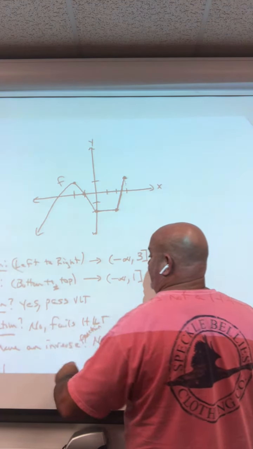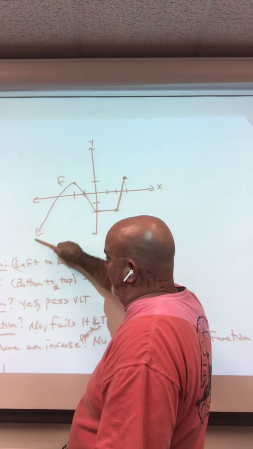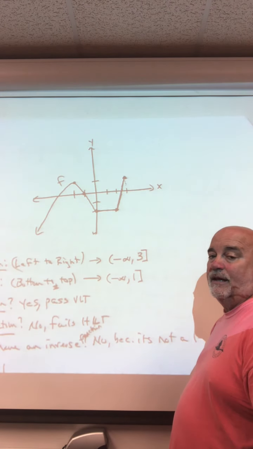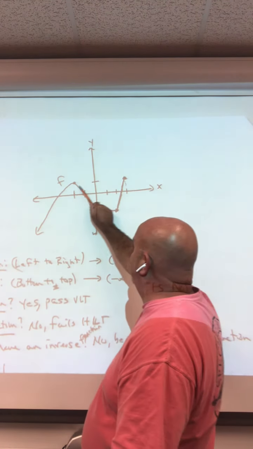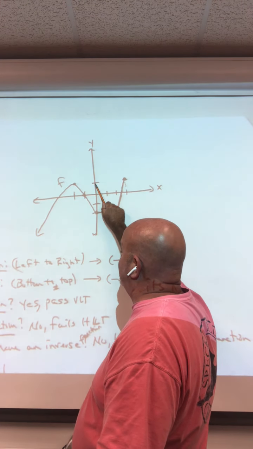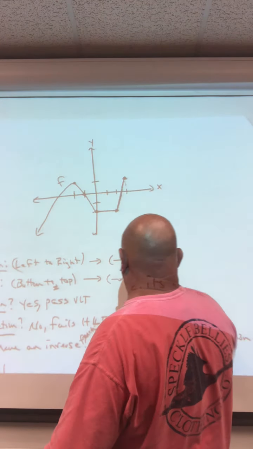Now, the range is how far the graph goes from the bottom to the top. How low does the graph go? It doesn't have a bottom. We call that negative infinity. Does it have a highest point? Yes, it does. Here and there. So the range is how low to how high it goes, which is up to 1.